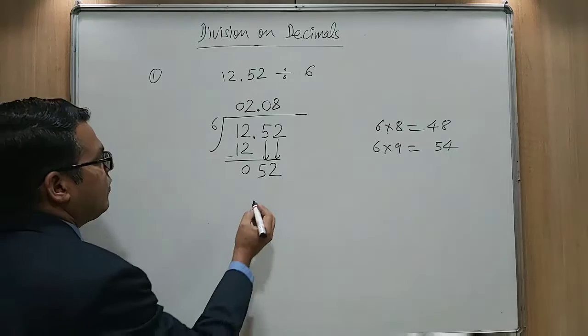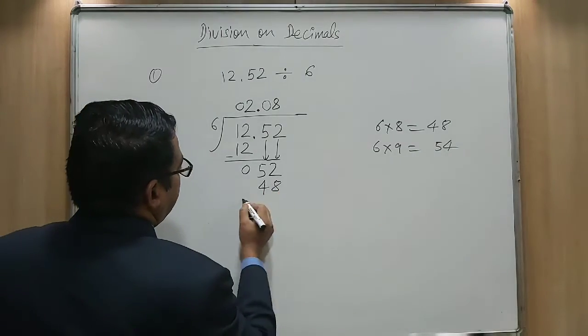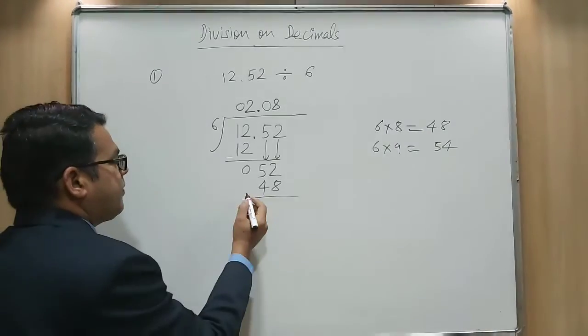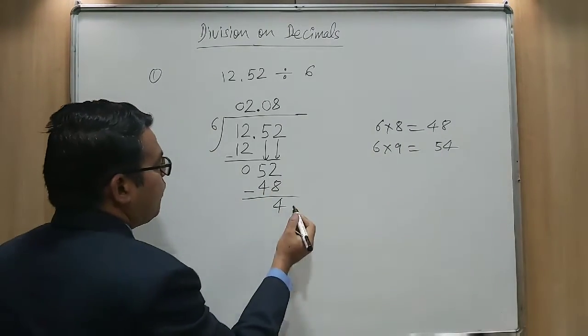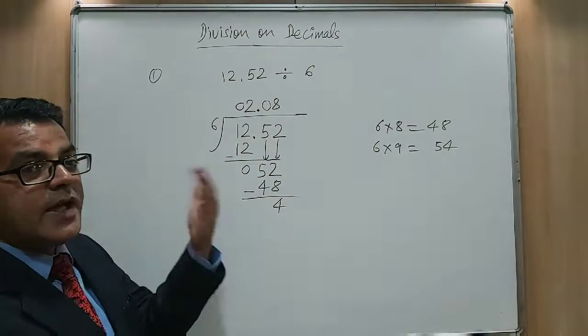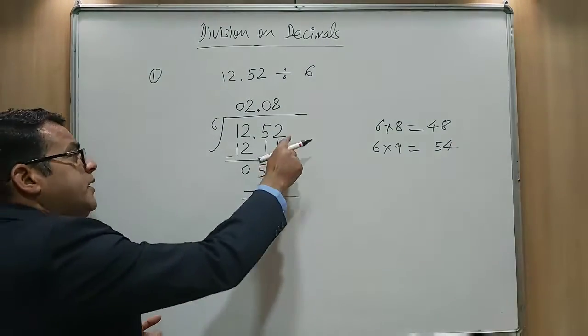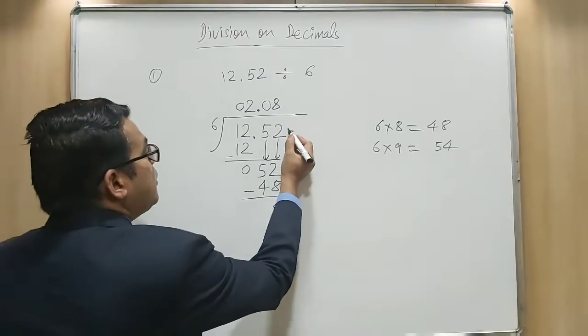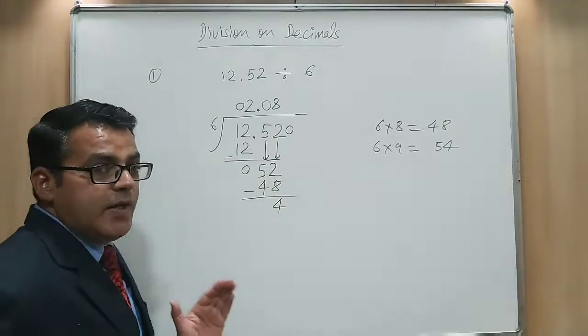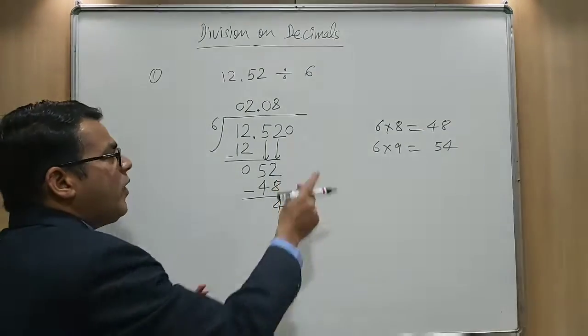6 8s are 48, we will write here. Right? Now, after subtraction, what do we have? 4. Now, what to do? Next digit. No digit is here, but you can put 0 here on your own without adding 0 in the dividend. This is a very, very important step. So why are we adding 0?